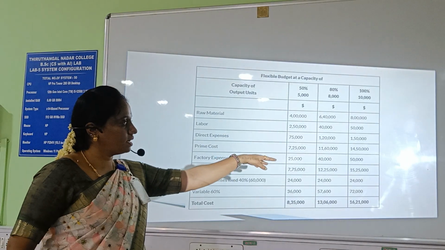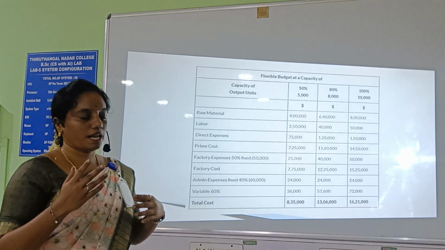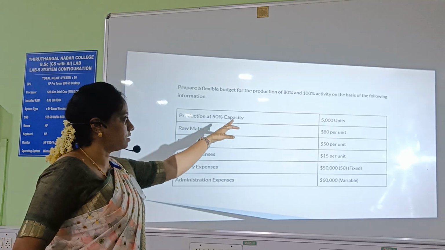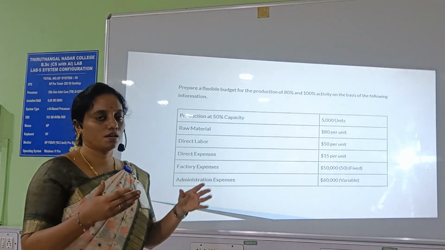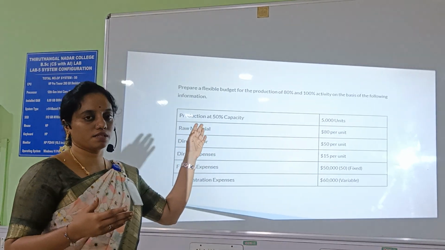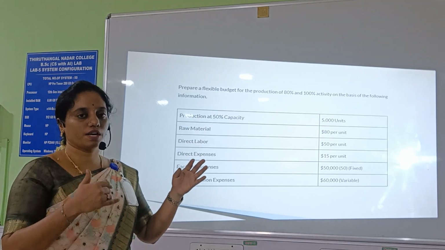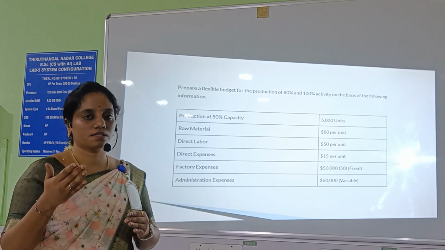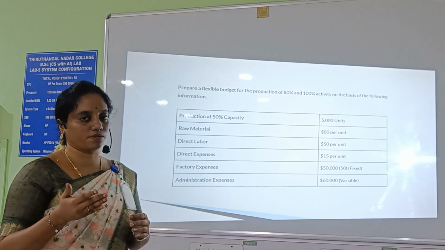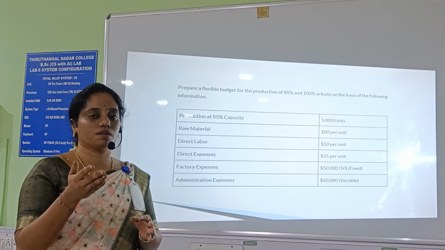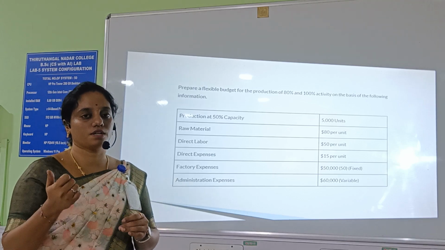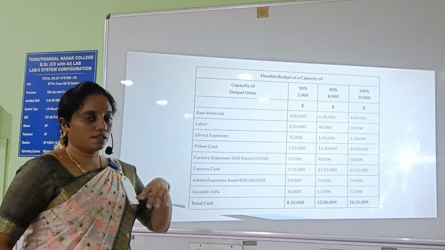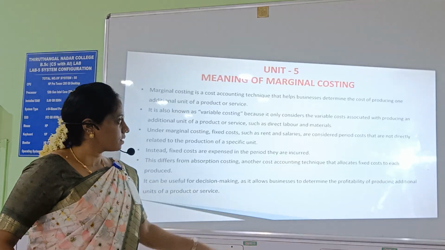And for 80% we have to calculate under, and we have to change the units. Okay. So for 50%, 5,000 units are produced. For 80%, what is the number of units we are producing? And likewise for 100% also we have to calculate. For 50%, 5,000 units are produced. For 100%, what is the number of units we have produced? So by calculating that, we will arrive at a solution.